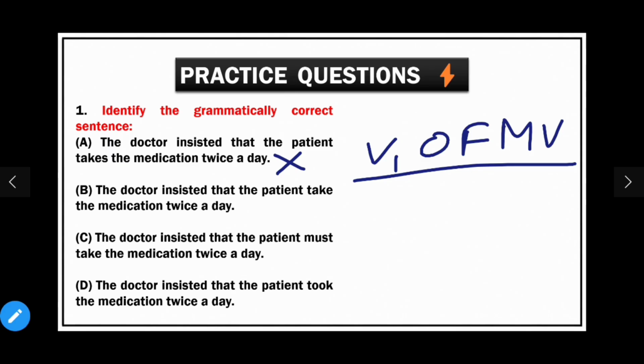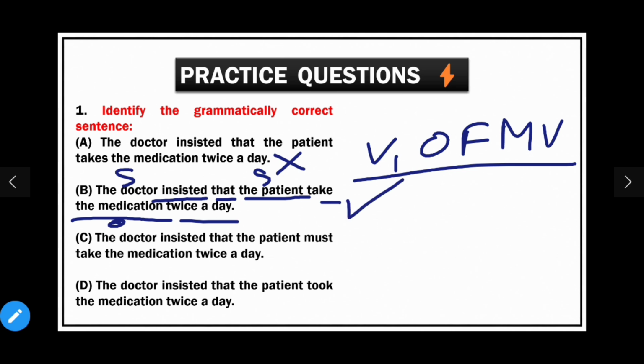If we analyze the sentence one by one: at first, "the doctor," subject, then the special verb for subjunctive mood, "insisted," then "that," then again "the patient," subject, then "take," which is the base form of the main verb, then "the medication," object, "twice a day," frequency of time, two times. So it's completely similar to the rule of subjunctive mood, so we can say it is a correct form of subjunctive mood, hence the answer is correct.